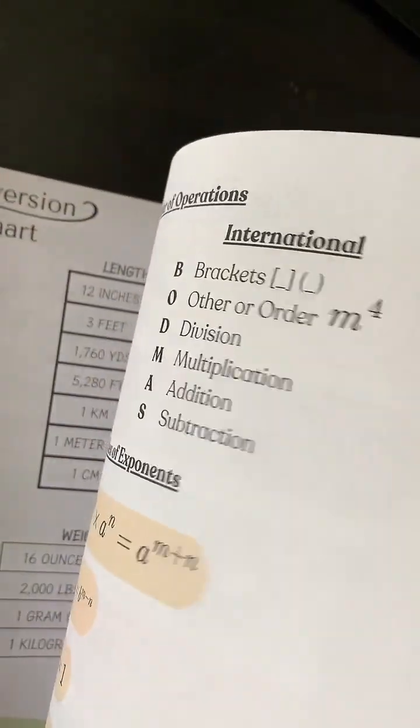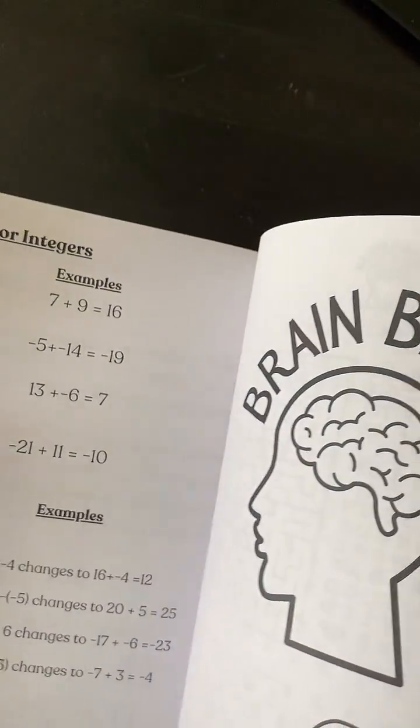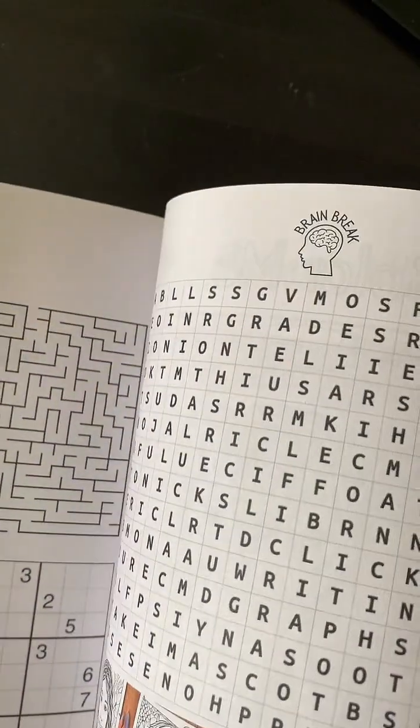Conversions. All right. They also have the same order of operations. But I gave them an example of a word problem. And then a couple different brain breaks.